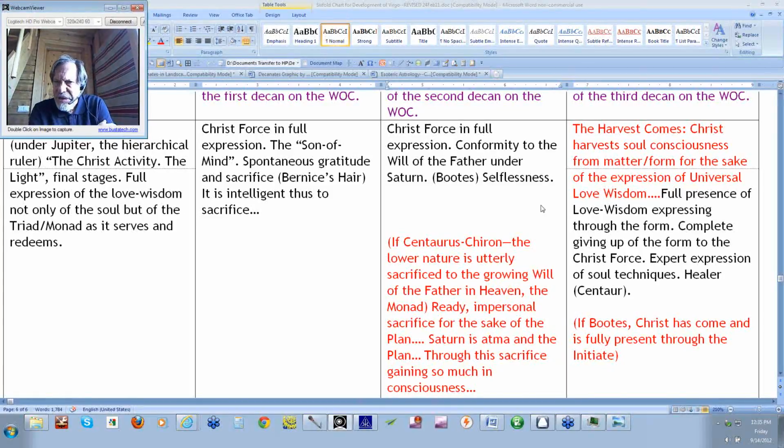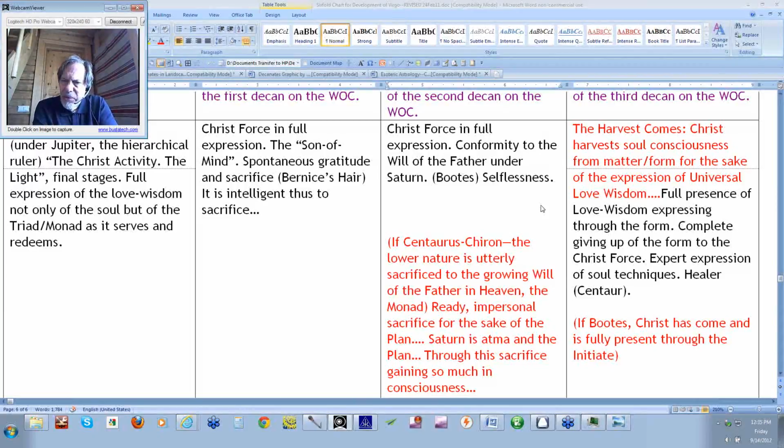And Christ harvests soul consciousness from matter form for the sake of the expression of universal love wisdom. There's the full presence here in this last decanate, full presence of love wisdom expressing through the form. A complete giving up of form to the Christ force. Mercury is exalted in Virgo. There's an expert expression of soul technique. I suppose one could become the healer. It's connected with the Centaur in a way.